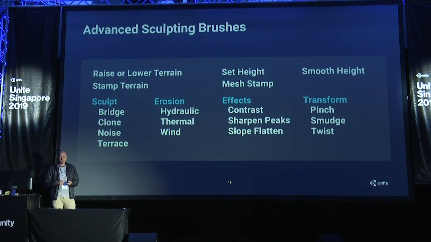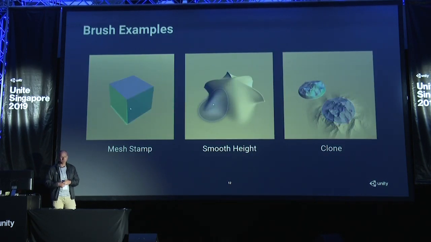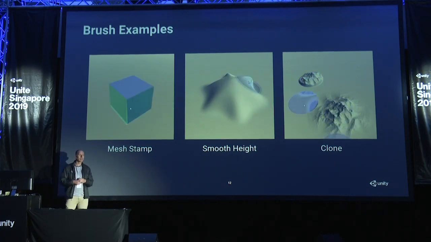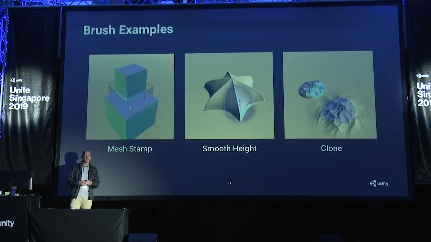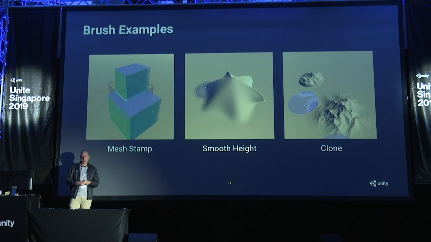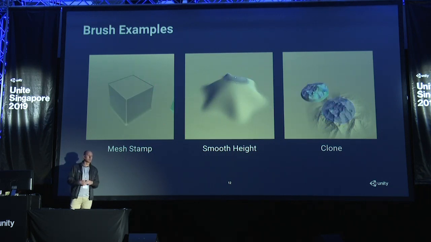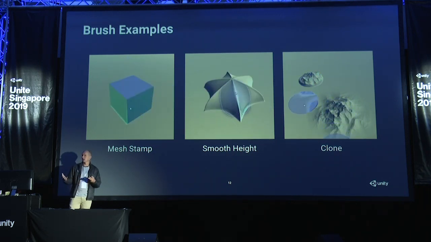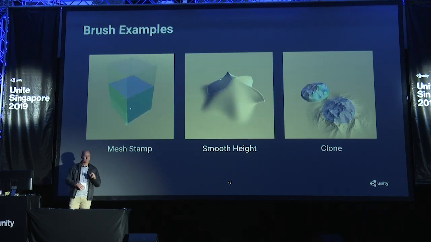So let's have a look at some of these in more detail. So here's the mesh stamp. I can take any mesh and stamp it onto the terrain, and it's really useful for, say, a cliff face or something like that, where you have an artist-created asset that you'd like to use as part of your terrain, where you can just stamp it on there.